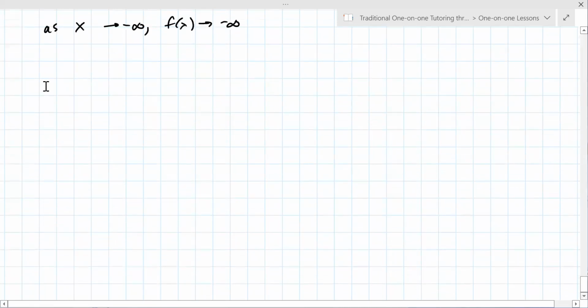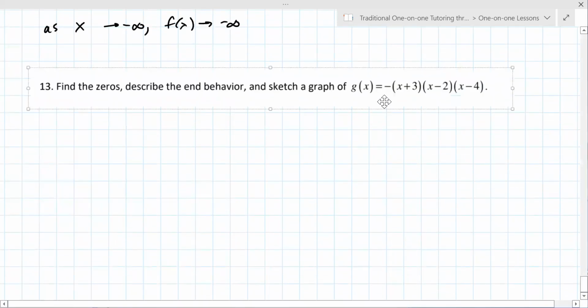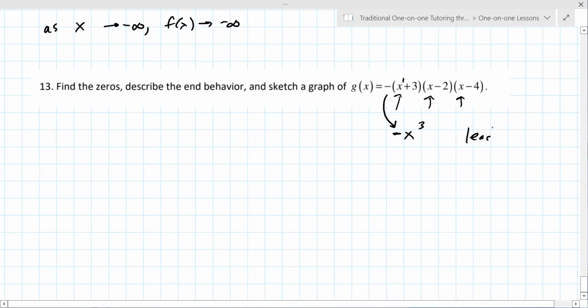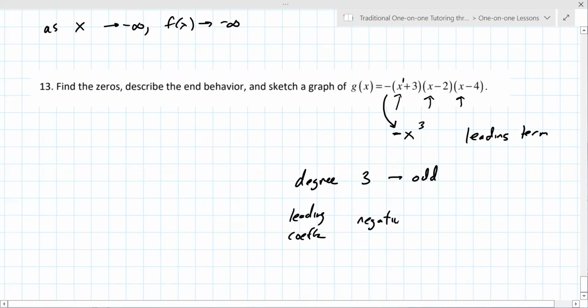So for 13 here, you might think, oh, I need to multiply all of this out. That seems reasonable, but you don't need to do all that. You need to recognize that at some point you get x times x times x, which makes x cubed. But then do you see how this negative comes out in front? So that's the leading term. You only care about the leading term because you need the degree. The degree is 3, which is odd. And then the leading coefficient is negative. So there's the information you need.